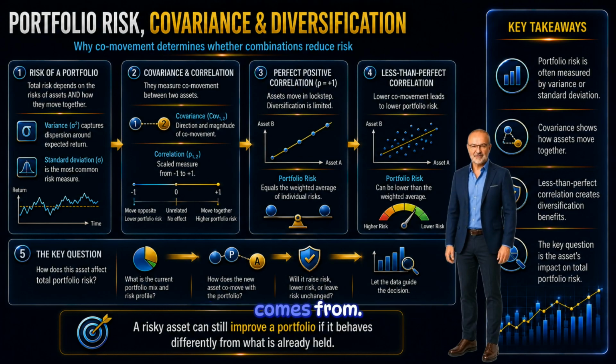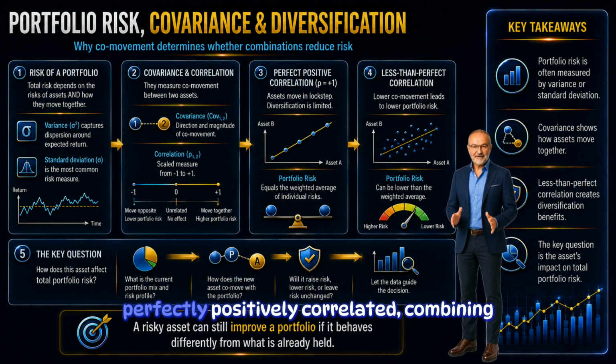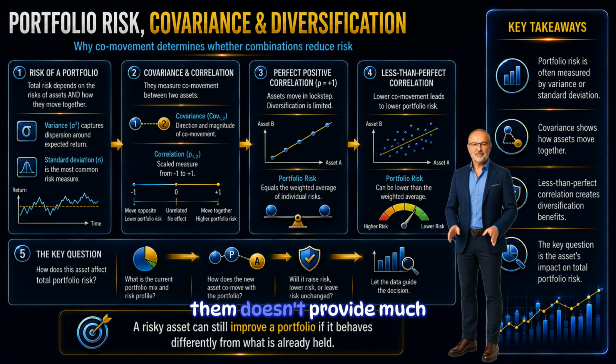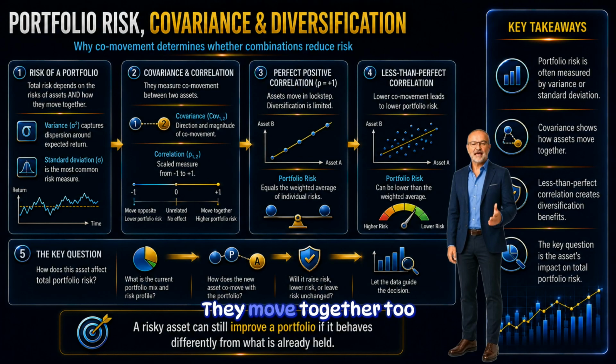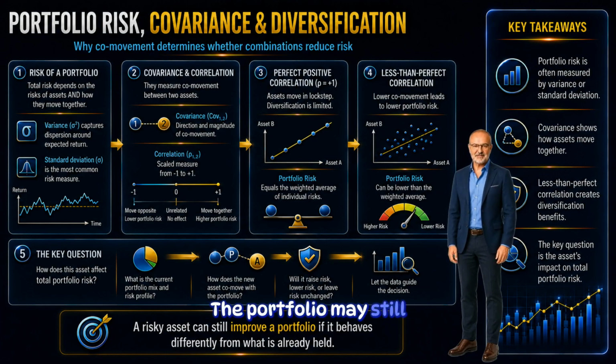This is where diversification comes from. If two assets are perfectly positively correlated, combining them doesn't provide much diversification benefit. They move together too closely. The portfolio may still spread money across assets, but the risk reduction is limited. If assets are less than perfectly positively correlated, the portfolio can achieve risk reduction. The assets don't move in complete lockstep, so weakness in one part of the portfolio may be offset by strength or stability elsewhere. This is why a risky asset isn't automatically bad for a portfolio. An asset with high standalone volatility may still improve the portfolio if it behaves differently from the assets already held.